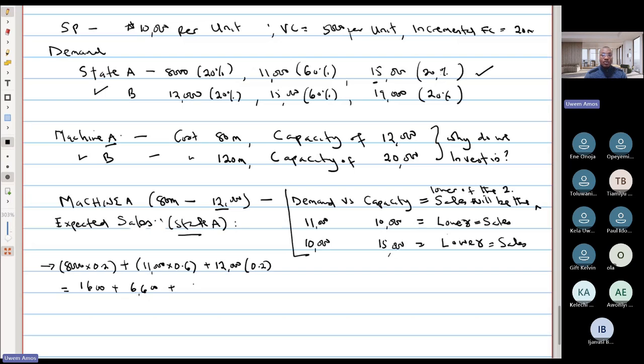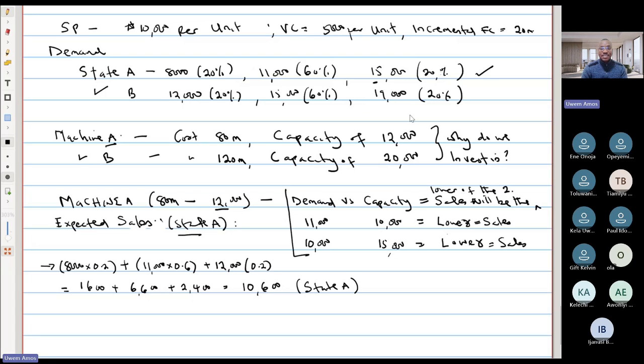12,000 multiplied by 0.2 gives us 2.4 by my calculator, and the total is 10.6 as our expected sales for state A. All right. If you have any question, just feel free to raise your hand and then I'll call on you to go ahead. Now let's look at our expected sale for state B.